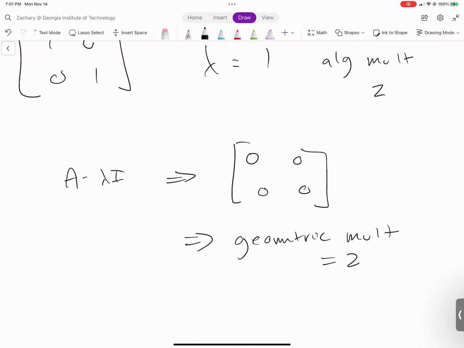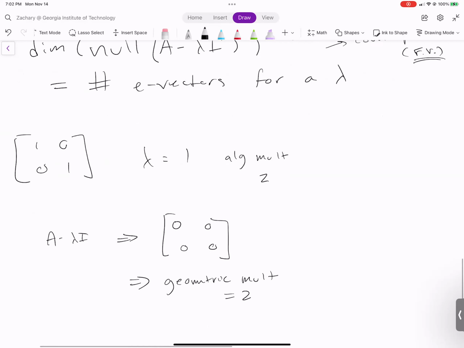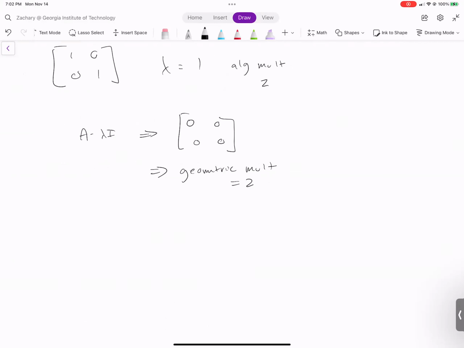So the technical process to find the dimension of any null space is: take A minus lambda I, put it in row reduced echelon form, count pivots, or rather count free variables. This is the same idea. And whatever your number of free variables is, that is your geometric multiplicity for that lambda. Does that make sense? Cool. I'm sure we'll do some problems where we actually look at that.